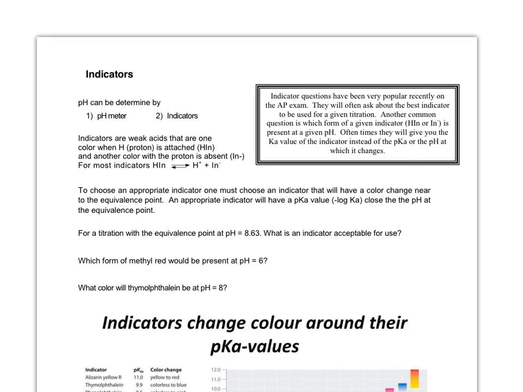Hi guys, let's talk about indicators. Indicator questions have been very popular recently on the AP exam. They ask a variety of questions about acid-base indicators, so let's talk a little bit about them. There are hundreds and hundreds of indicators. Most titrations that we've done, we've used an indicator, and when the indicator changes colors, we stop.